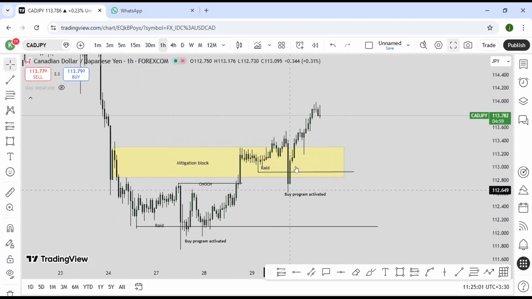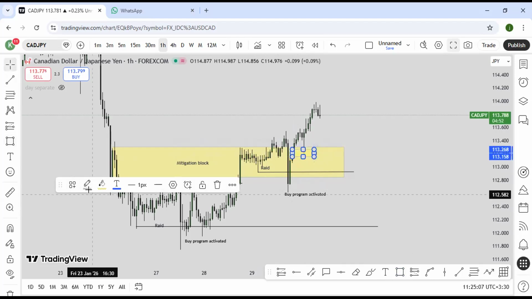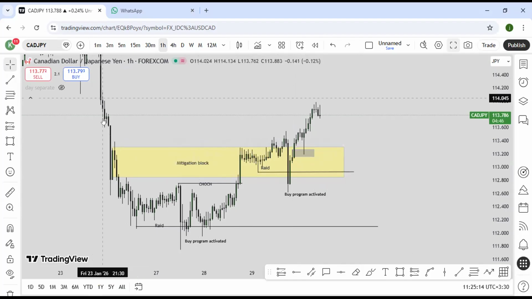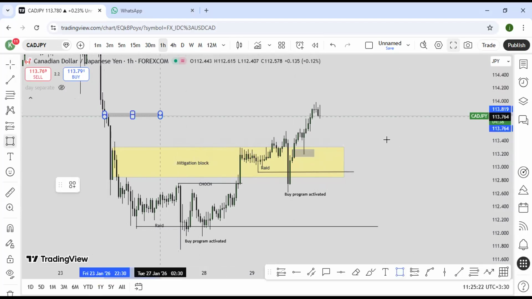So price trades, then it gave us an entry inside this immediate imbalance here. I see how price just came and tapped, then went up. So this was a good one. Then today, you come back into the left hand side there, you look for an order mitigation block or a breaker block. So you're seeing this one. This is the mitigation block here.